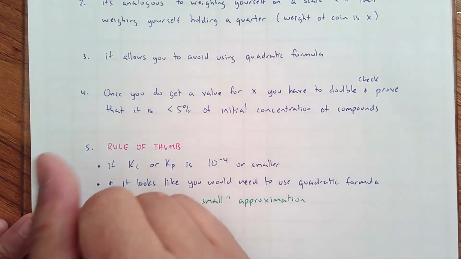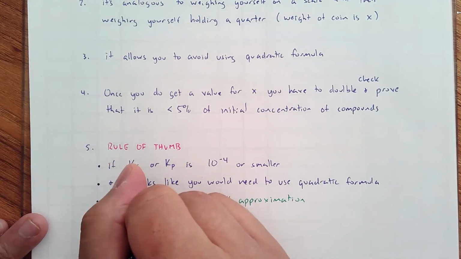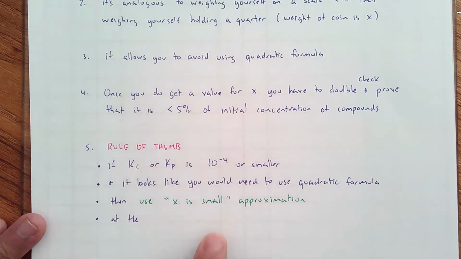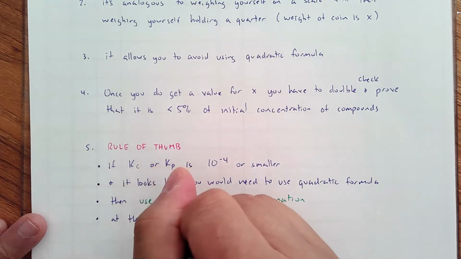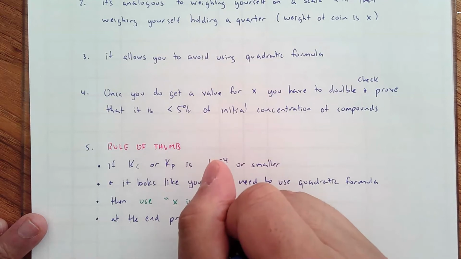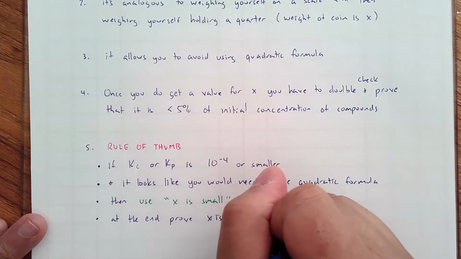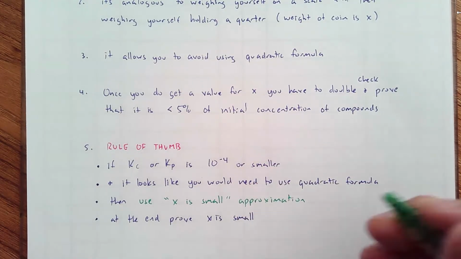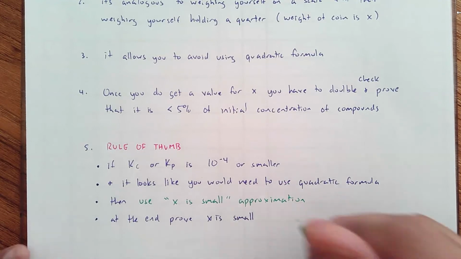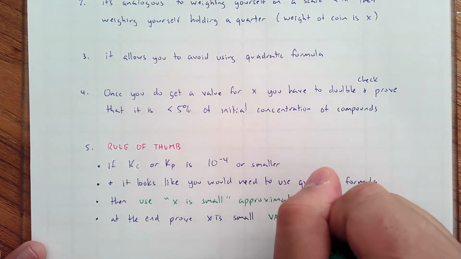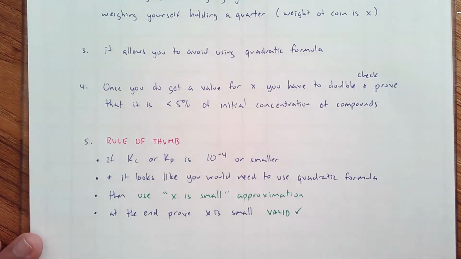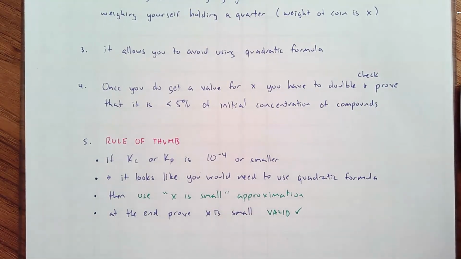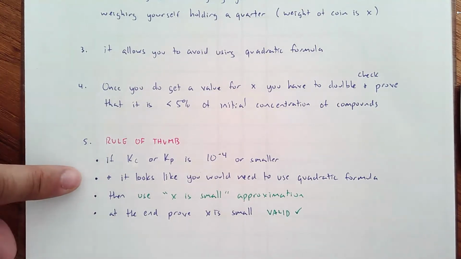But you would have to, at the end, double check and prove that this is valid. So at the end, prove x is small. And I like to give my graders, if I was taking the test, I would give my graders a very clear answer that it's valid, if it's valid. Okay, if it's less than 5%. If it's more than 5%, then unfortunately you will have to use the quadratic formula just like we did here.